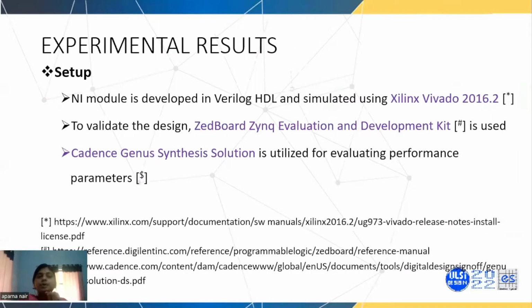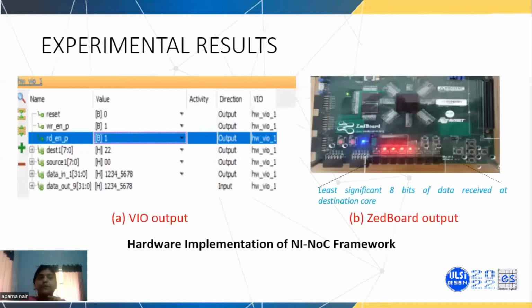In order to do our experiments, initially we developed our network interface module. Also the CNI module, which is available in the literature, we developed in Verilog HDL and simulated using Xilinx Vivado 2016.2. To do the hardware validation, the implementation is done on the ZedBoard Zynq Evaluation and Development Kit. And for evaluating performance parameters like area and power consumption, the Cadence Genus synthesis solution has been utilized. So here are the experimental results.